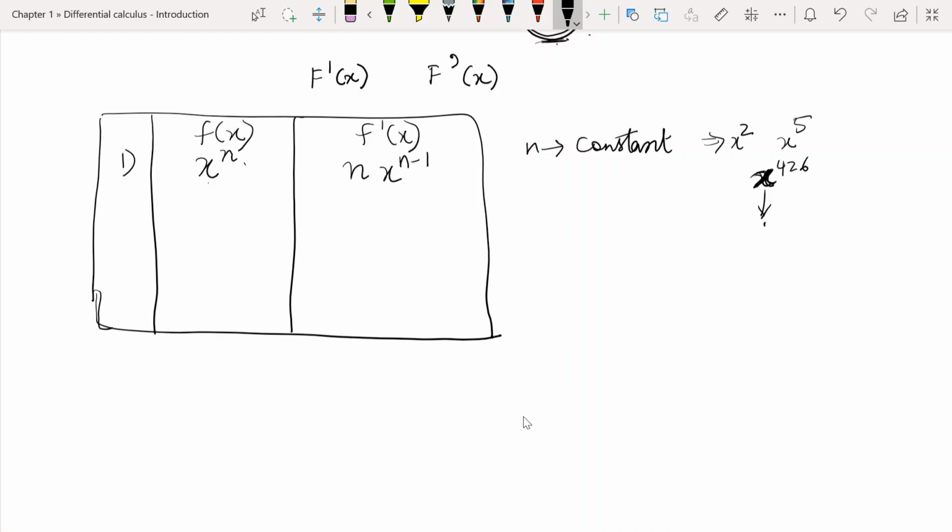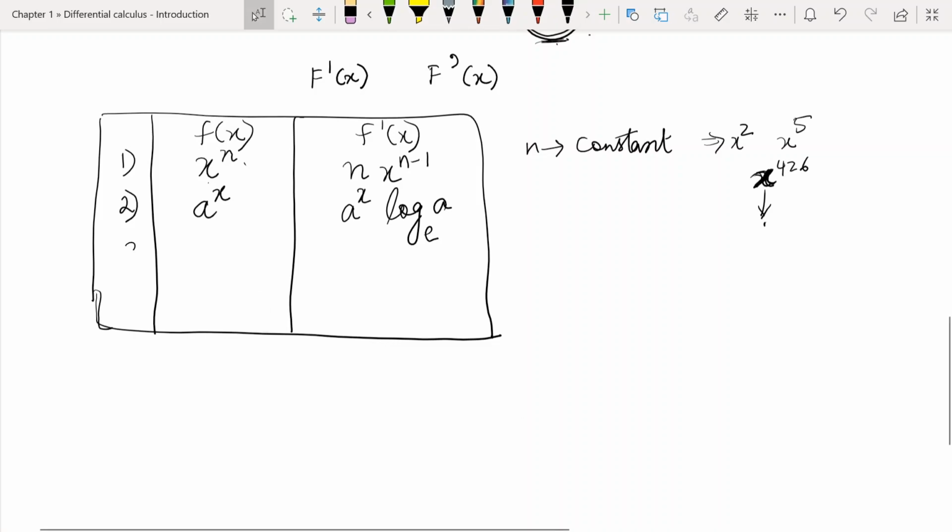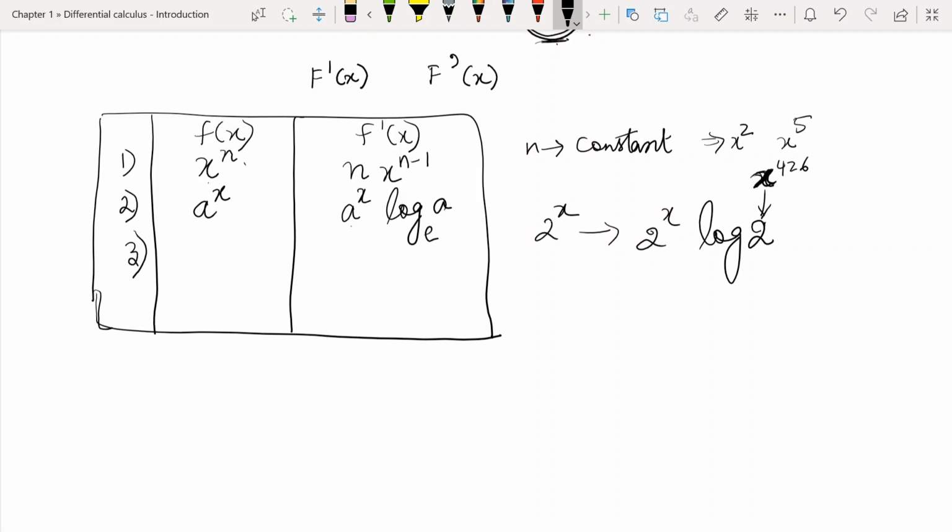Okay, so now the second function. Now let us derive the function a power x. The derivative of a power x is a power x log a to the base e. Again, this log a base e is a constant because this number a is a constant and x is a variable, like you know. So this is something like, let's say, 2 power x. If you're differentiating 2 power x, what is the answer? 2 power x log 2 base e.